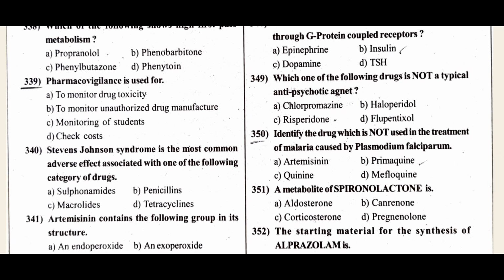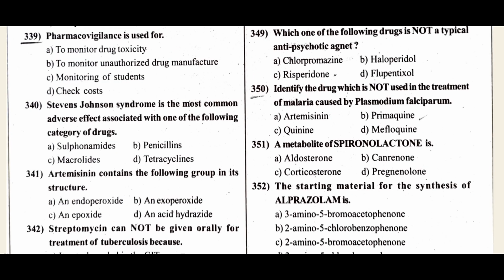Identify the drug which is not used in the treatment of malaria caused by Plasmodium falciparum. Option A artemisinin, option B primaquine, option C quinine, option D mefloquine. The correct answer is option B, primaquine.